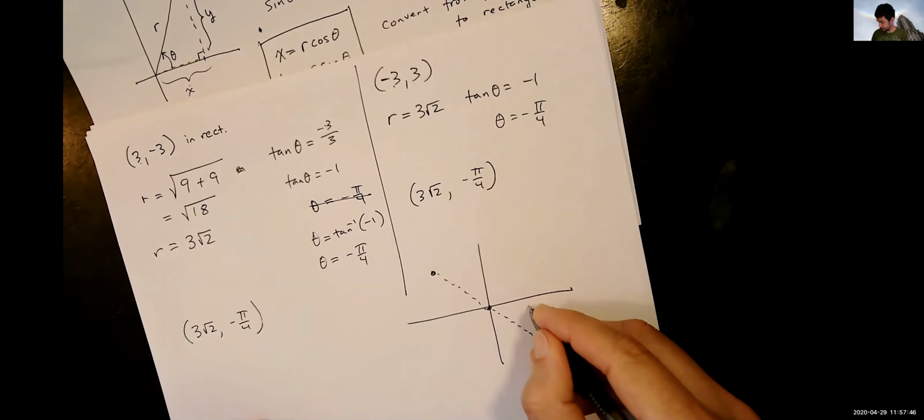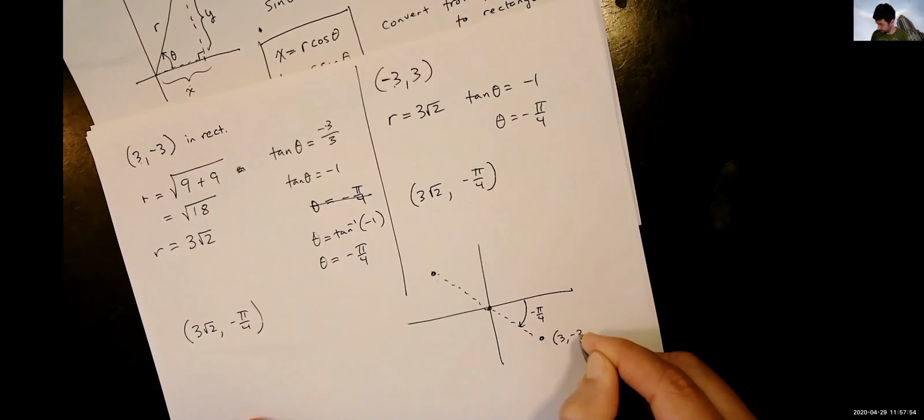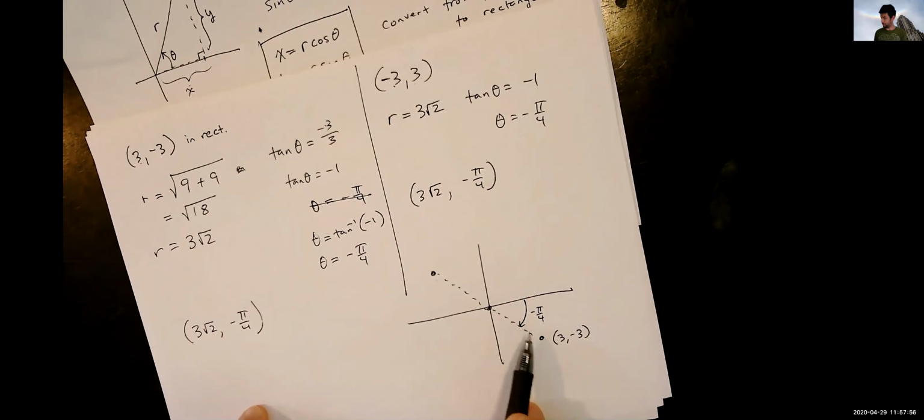This angle of -pi over 4 looks like this. Okay? And so this is our first point, 3, -3. So this appears to be the right angle for this point. This one is correct. The problem is inverse tangent.